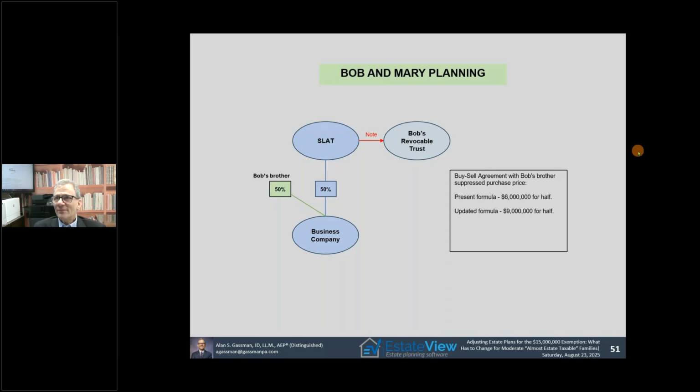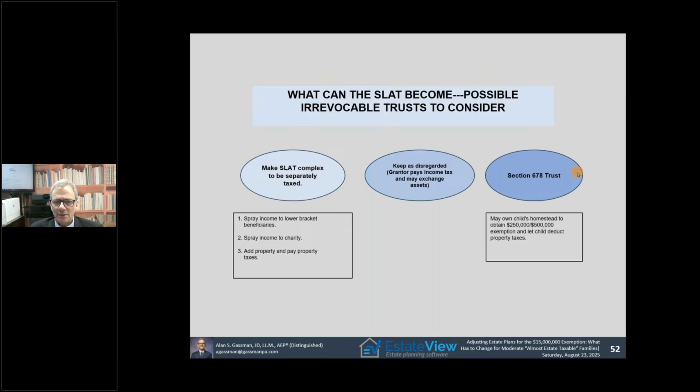Well, for Bob and his brother, they want it to be higher now. So with Connelly, they don't have to redraft their buy-sell agreement, although I would never recommend that anyone have life insurance payable to a business company on the death of a shareholder, or even owned by a business company. There's other ways to do that. But coming back now to Bob and his SLAT.